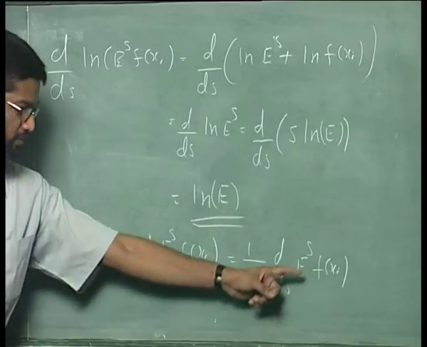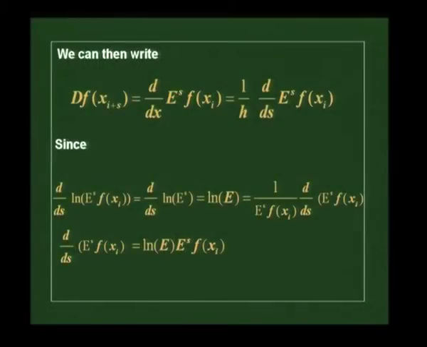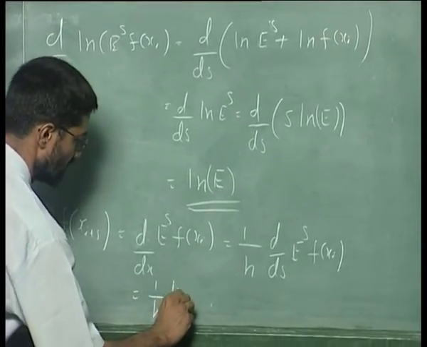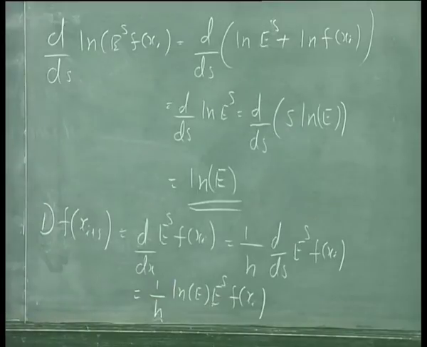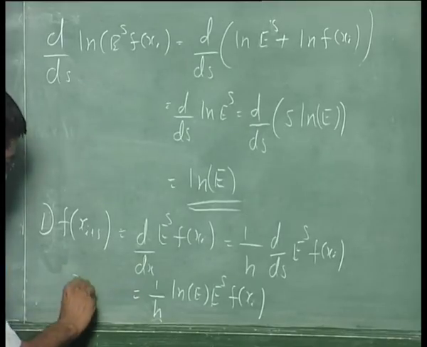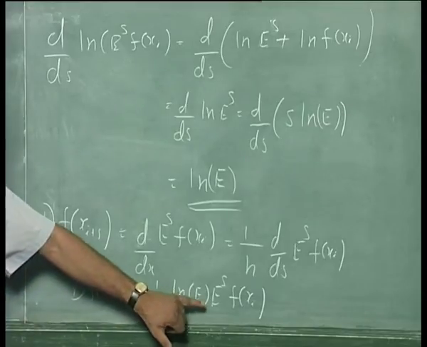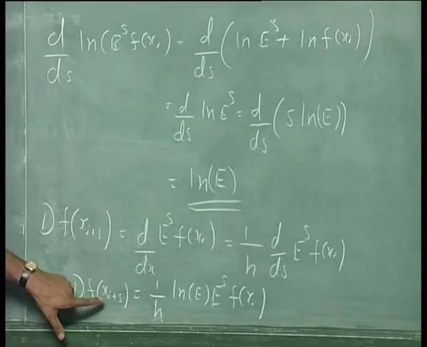Now we are saying d by ds of e to the power of s f of x_i is what we are going to replace by this function here, that is log e to the power of s f of x_i. So we replace this as 1 over h log of e to the power of s f of x_i. That is, D of f of x_i plus s is 1 over h log e to the power of s f of x_i.